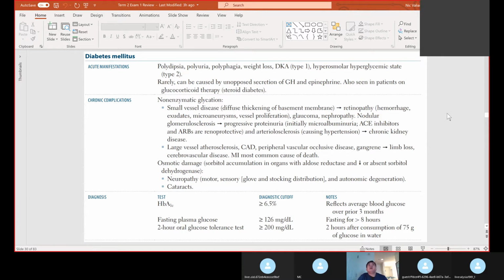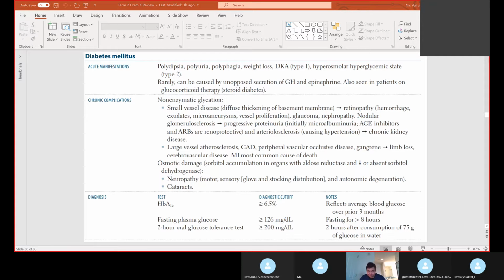Yes. What is the most commonly associated pathology with type 1 diabetes mellitus? It's DKA, diabetic ketoacidosis. Question, let's go back to term 1. How are we going to know that the patient is in DKA? If they have metabolic acidosis with an anion gap.